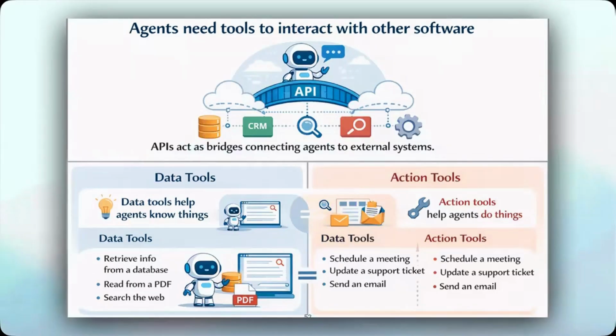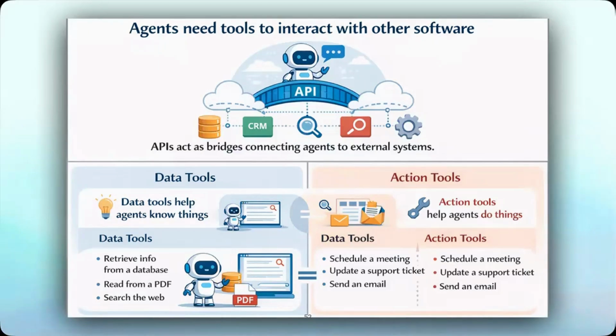Agents don't work in isolation. They need tools to talk to other software. Most of the time, this communication happens through APIs. You can think of APIs as a bridge that connects agents to external systems like databases, CRMs, search engines, or any other software that they need to interact with. Now, if an API is not available, agents can still interact with software the way humans do, by navigating interfaces, clicking buttons, or reading web pages. But honestly, that is not ideal.